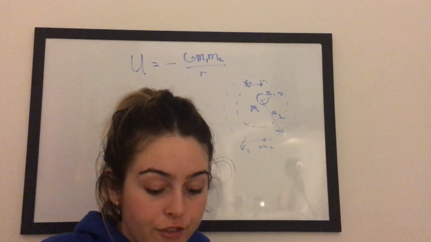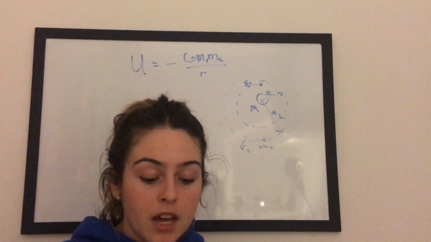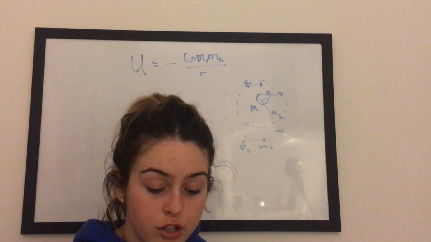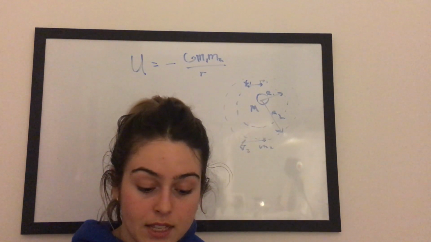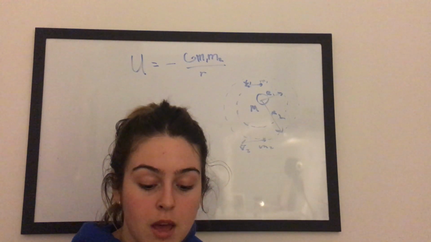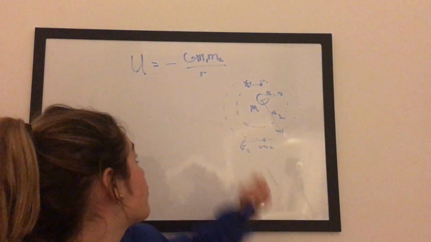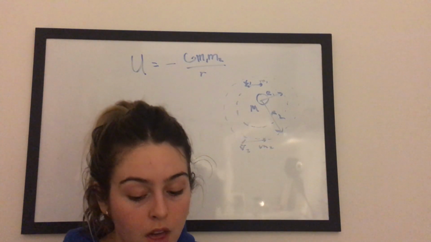It reads, if U1 is the potential energy of the planet-satellite system containing the satellite of mass m1, and U2 is the potential energy of the planet-satellite system containing the satellite of mass m2, which of the following expressions best represents the ratio? So we're going to go ahead and look at this formula to solve this problem.